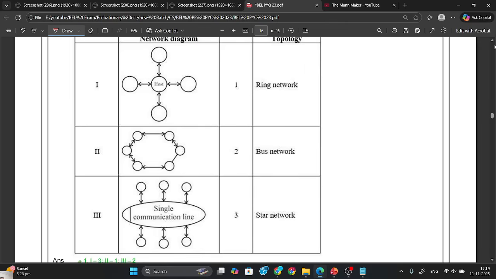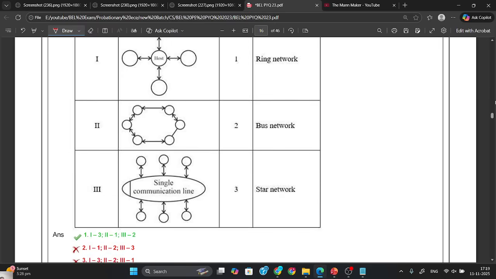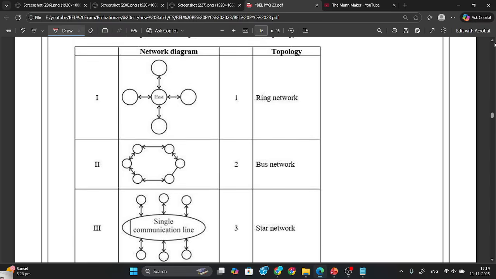Now the next one is to match the following diagram with the correct topology. So we have some diagrams, and we need to match each with its topology. You can see this one is the star topology, this one is the ring topology, and this one is the bus topology.